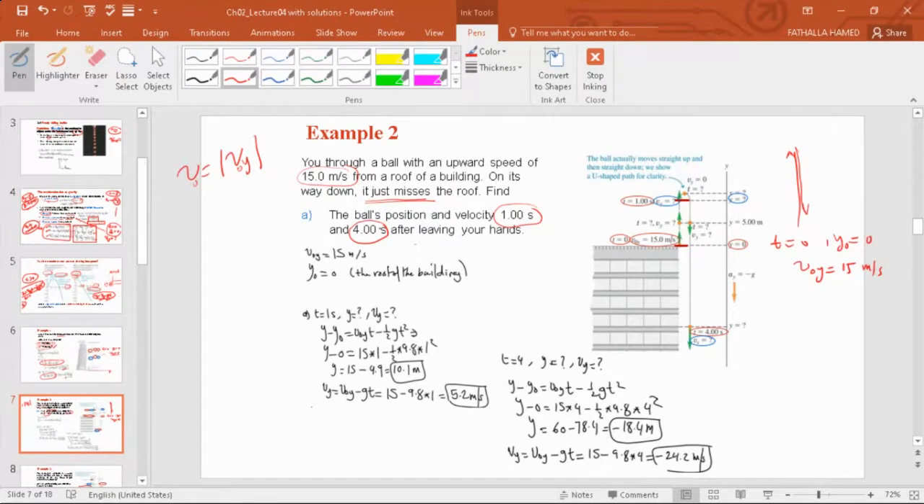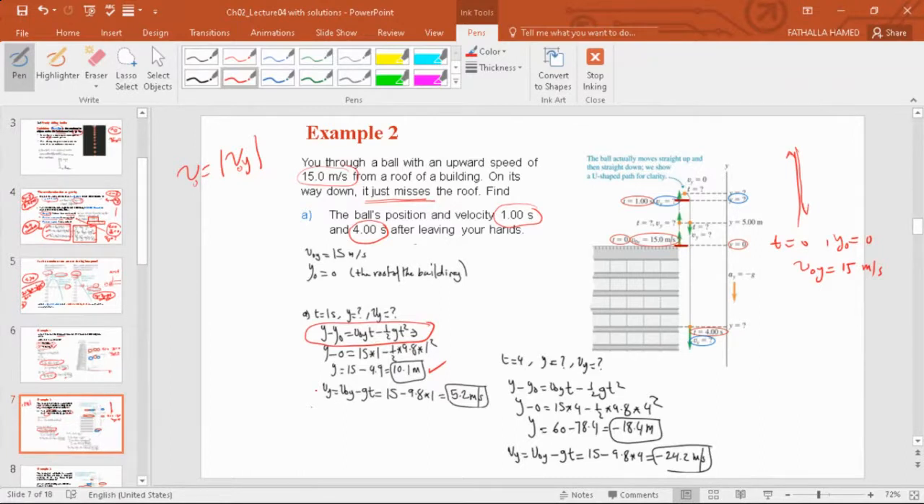And they ask me after 1 second and 4 seconds. So if I want to look at my position after 1 second, the equation is y minus y0 equals v0y t minus 1/2 g t squared. Your y0 is 0, the v0y is 15, your time is 1 second, so it is 15 times 1 minus 1/2 times 9.8 times 1 squared, and this gives you 10.1 meters. So after 1 second, you are at 10.1 meters. That means you're above the roof of the building.